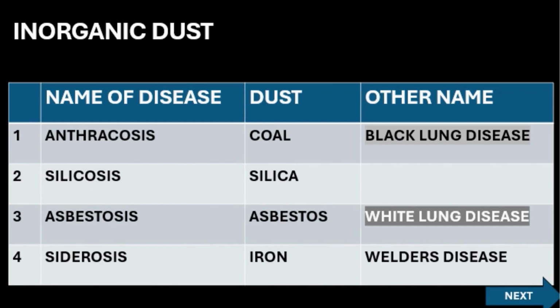Next, the inorganic dust pneumoconiosis or occupational health diseases are anthracosis due to coal dust, which is also known as black lung disease. Silicosis is with silica dust. Asbestosis is with asbestos particles, which is also known as white lung disease. And siderosis is with iron, which is also known as welder's disease.